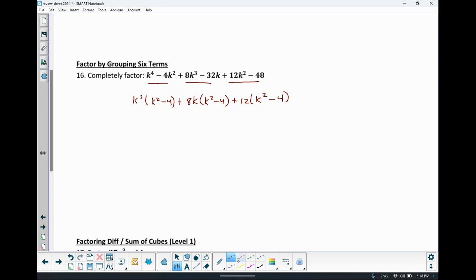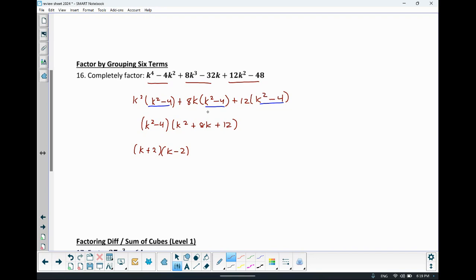Then I look: is there a common binomial? There is, and so we're going to factor that out. When I divide each of these polynomials by k squared minus 4, I get k squared plus 8k plus 12. I'm going to factor out the first binomial to get k plus 2 times k minus 2.